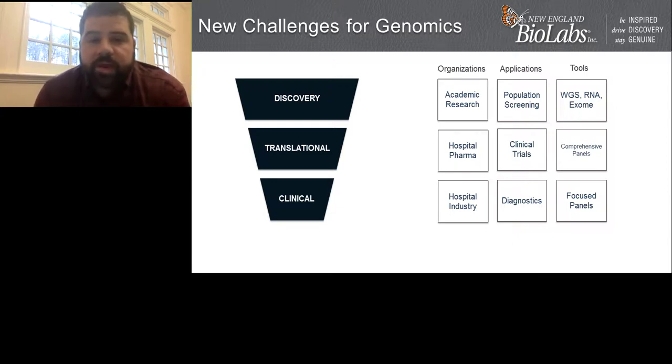And we see that across the different types of organizations that are involved in some of these activities, as well as the applications that are being used for this. And then finally, the tools that are being used to actually generate those data. So, we think about the different types of organizations, and from a discovery standpoint, this tends to be academic research, large government funded projects that are doing things like population scale screening, where we're looking at lots of healthy individuals, lots of affected individuals, and really trying to do that as broadly as possible to not miss anything, and using tools like whole genome sequencing, RNA sequencing, and whole exome sequencing to fill up those databases.